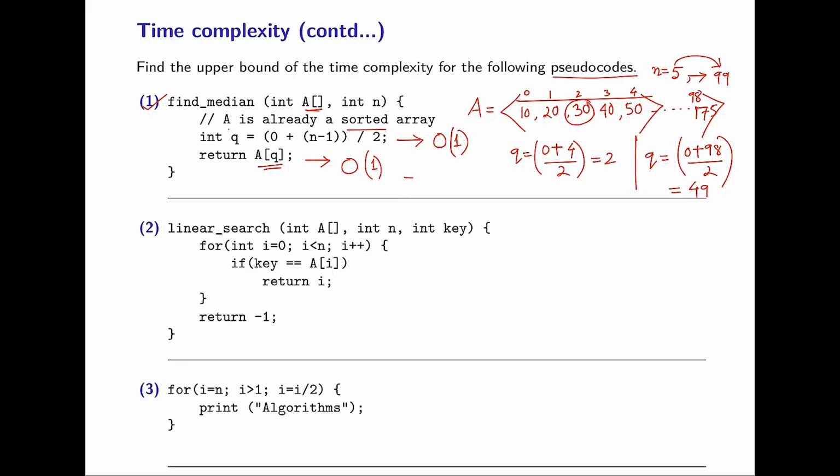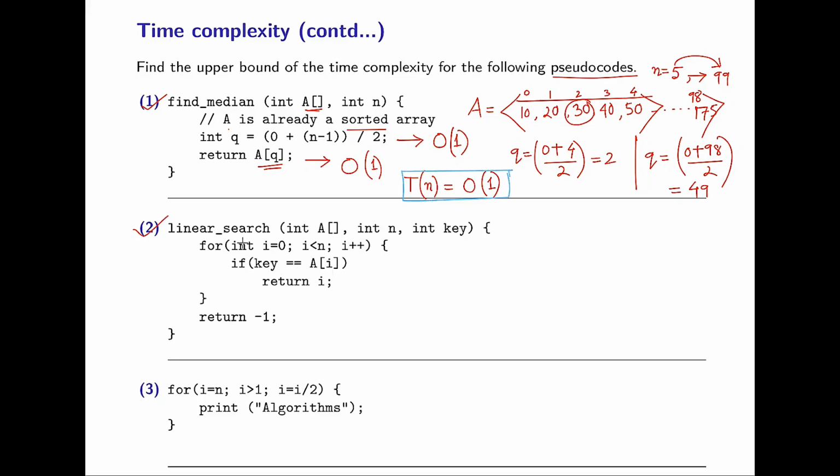So what will be the time complexity for this algorithm? In example 1, it will be big O of 1 plus big O of 1, that is nothing but constant. So we can write it as big O of 1. So that is our answer in example 1.